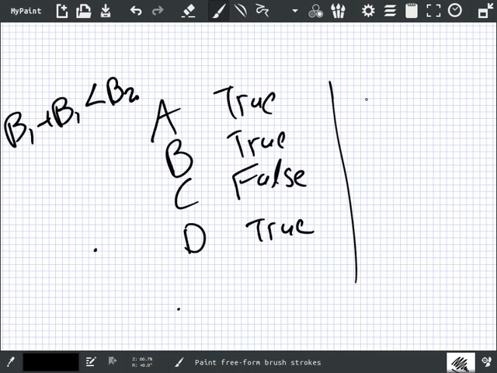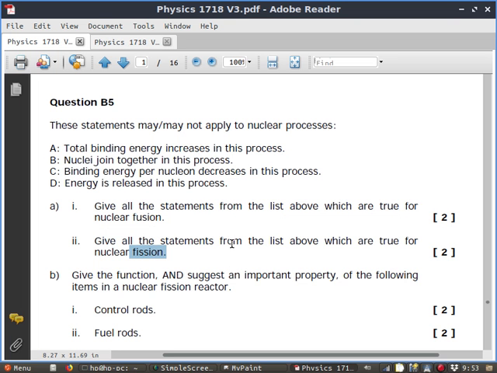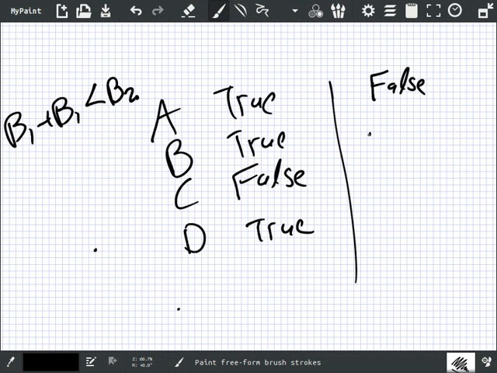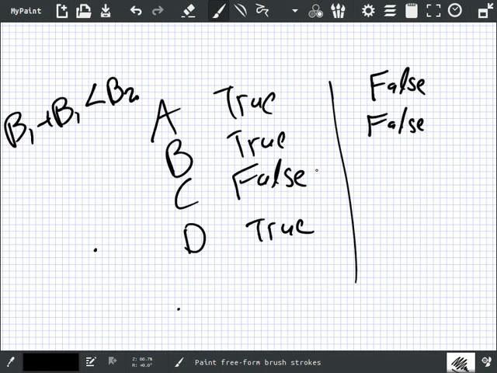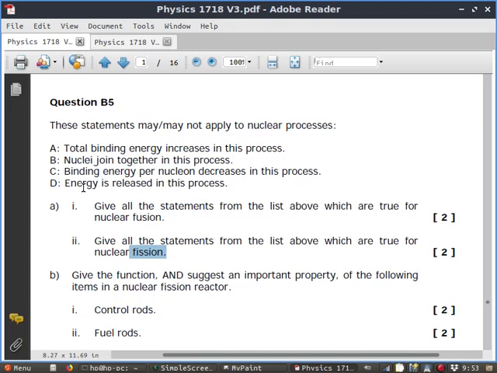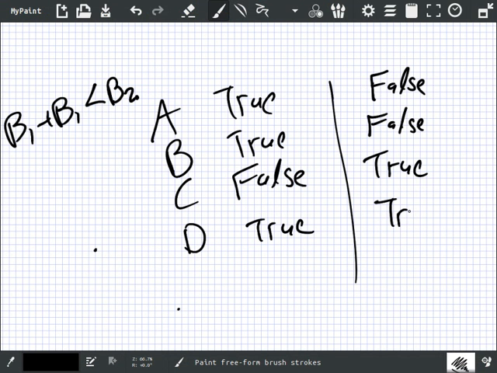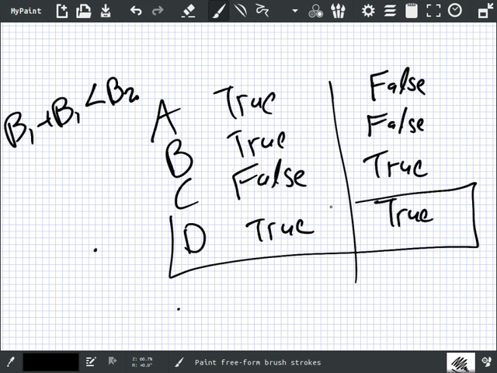I think it's going to be the opposite. It's false. Nuclei join together for fission? What's false? They come together. No, false. Binding energy per nucleon decreases. Well, here it was false, so here I think it's true. But the last one, energy is released in this process. Yes, of course. This is the only one that's the same. And all of these, I think, will be opposite. Let's check.